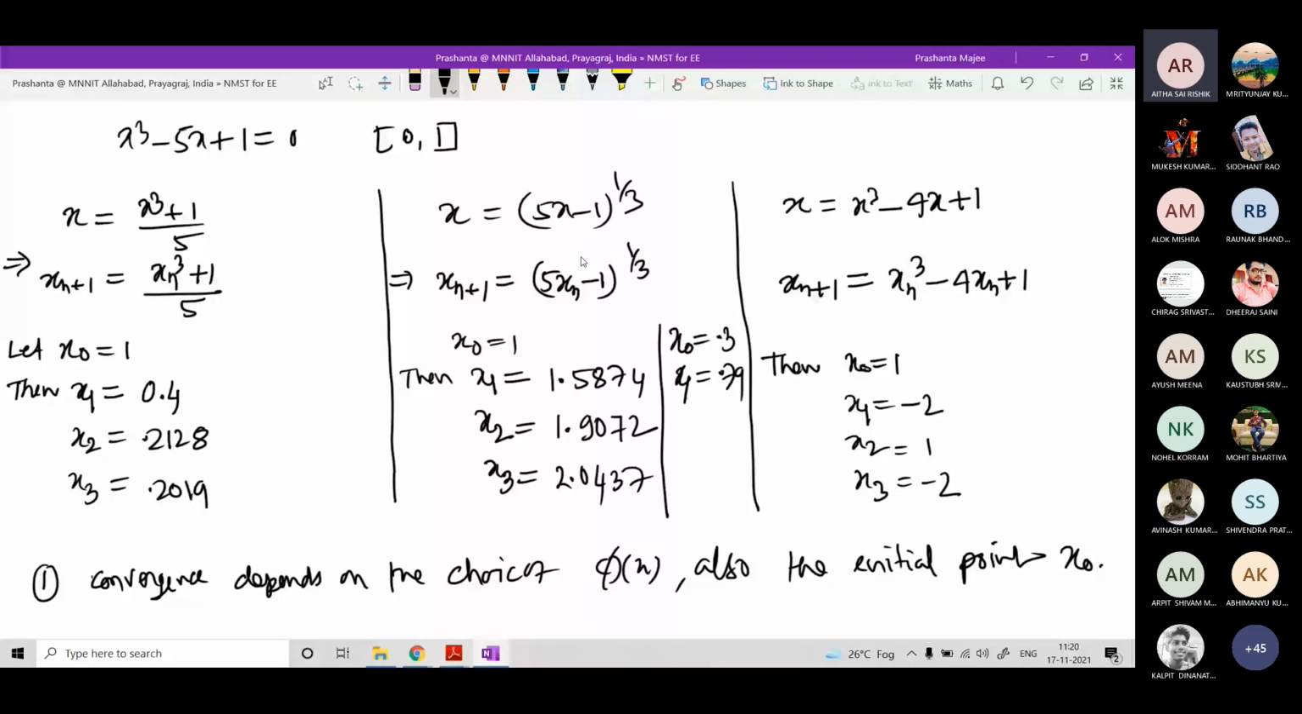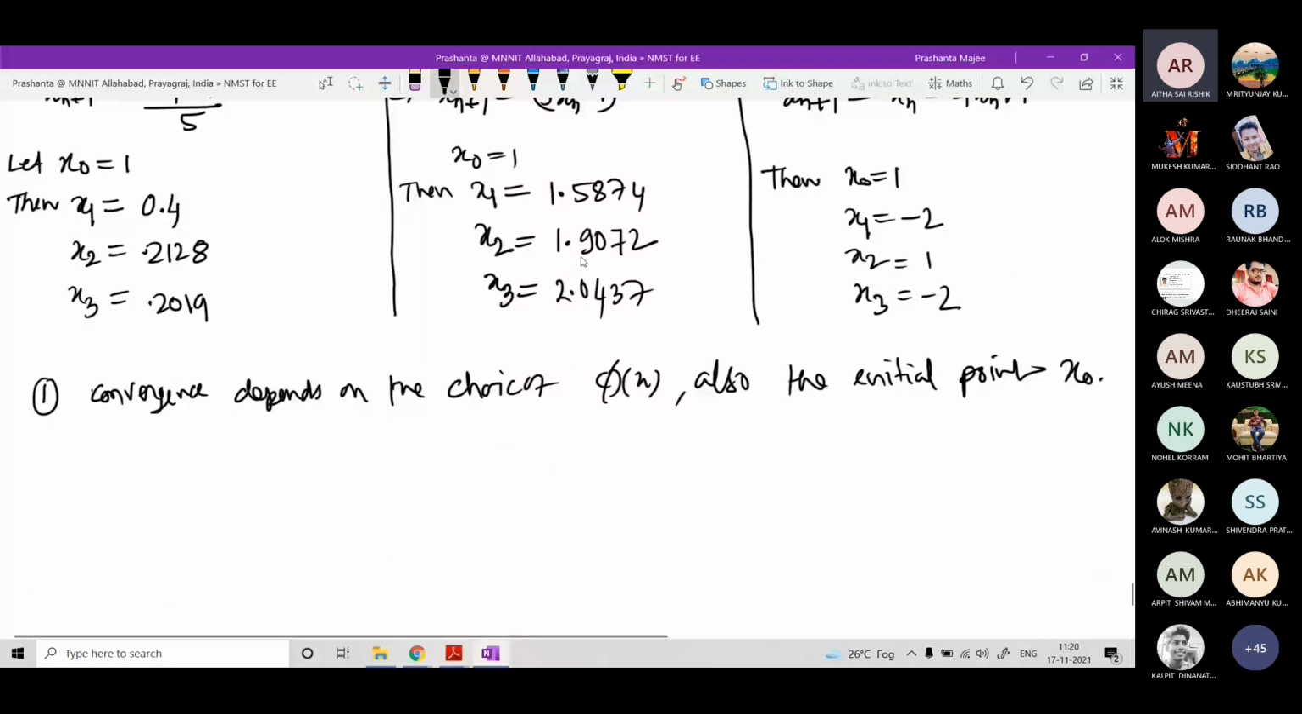So we have seen the convergence depends on the choice of the function phi of x, and also the initial point x naught. So the second question is, how to choose phi so that it will be converging towards the desired root we are looking for? How to choose the function phi of x? So now I'll be trying to answer the second question.